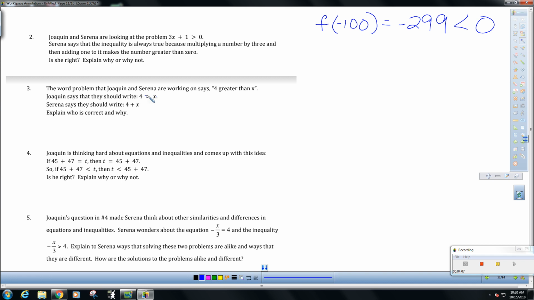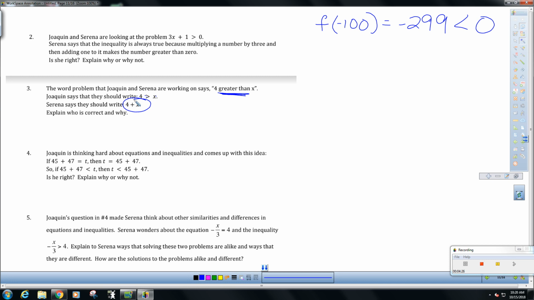Serena says they should write 4 plus x. 4 more than x. And I believe in this context, they are referring to 4 more than x. So Serena is yet again correct. Joaquin is writing down 4 is greater than x. So that's my explanation.